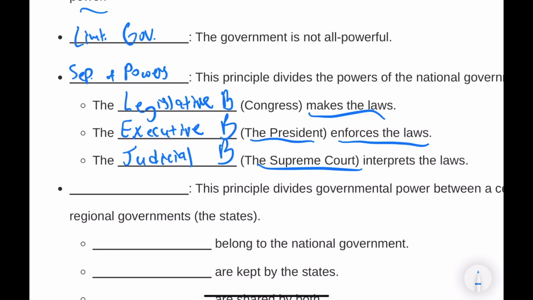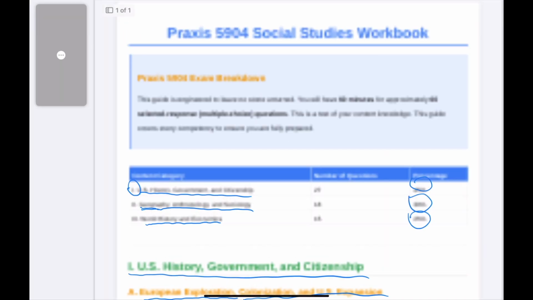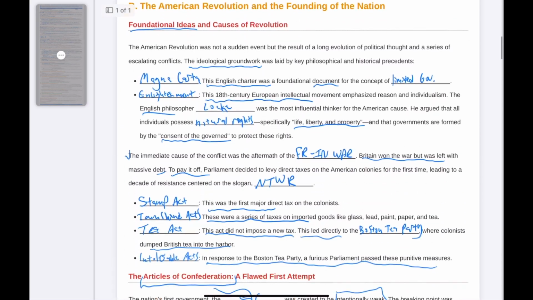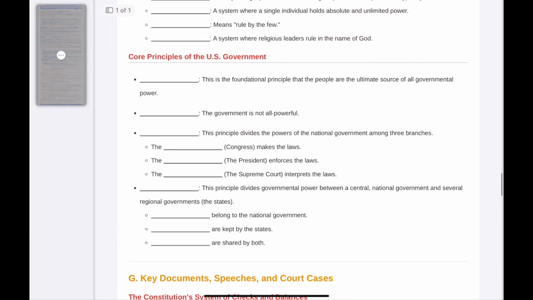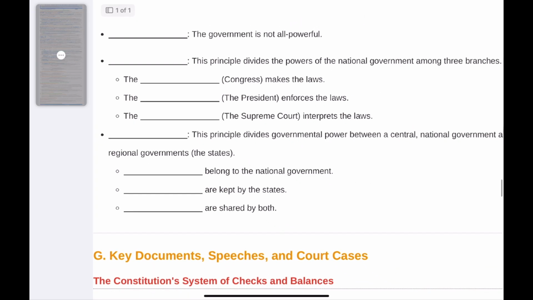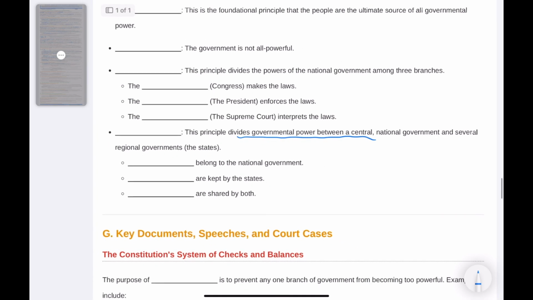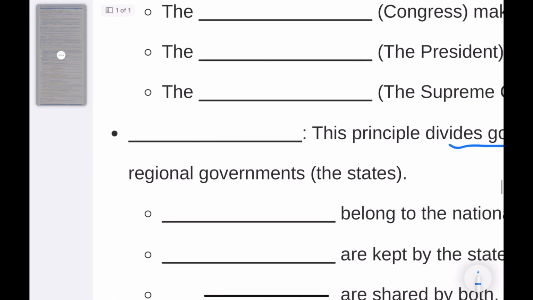All right. Next, we have, all right, let's go back. Apologize about that. All right, we filled this in. Next, we have the principle that divides government power between a central national government and several regional governments called the states, and that is federalism.